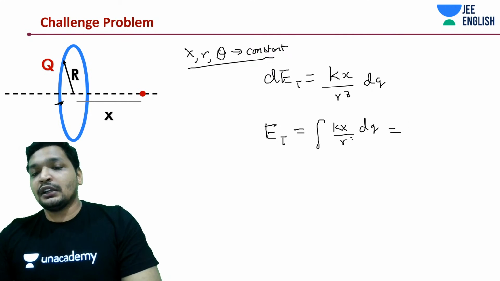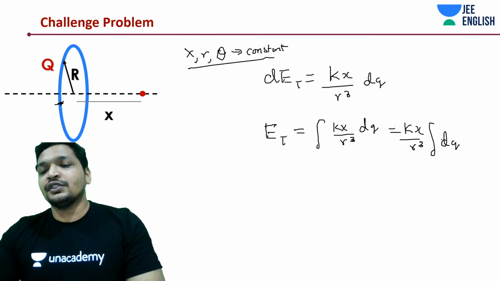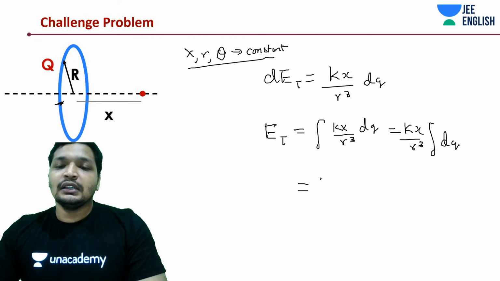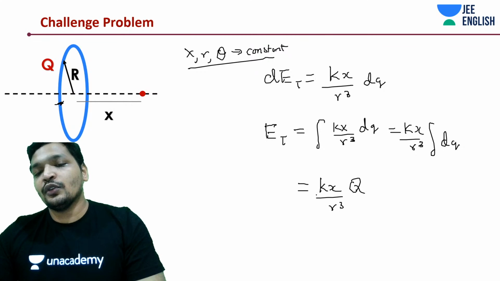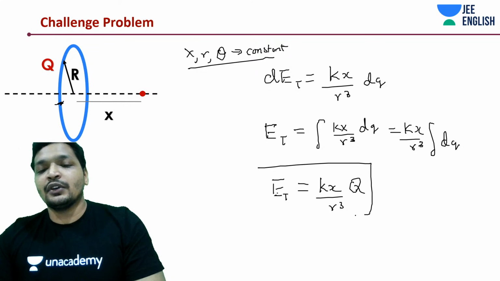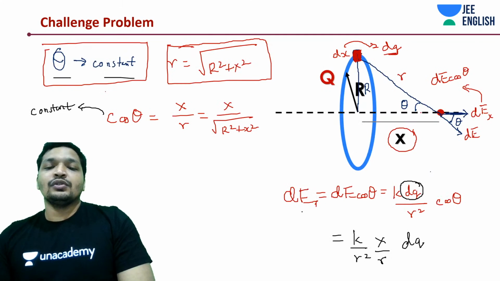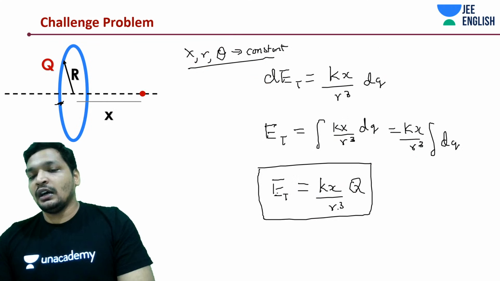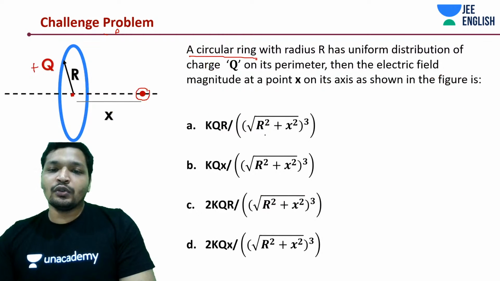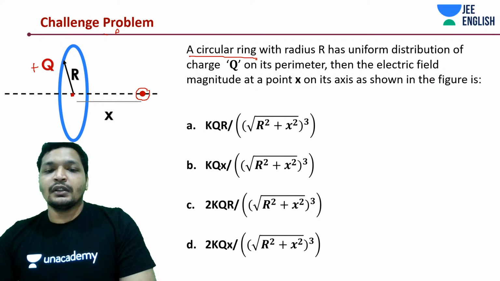dq, and this is r cube. This is kx by r cube. Integration of dq, what does it give you? Q. That is all you need to know. Now there is one more important thing that you need to observe. Let me write it down in the other form. Before that, we'll see what the answer is. So we got kqx divided by r cube, with the denominator being under root of r square plus x square, all cubed. So probably all of the denominators are fine. Answer should be B.